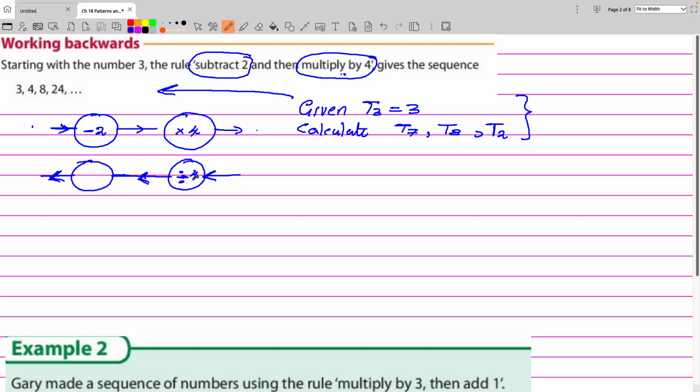Now, this thing here would have been written up here. So my apologies, I'm thinking on the hoof here. So the solution, I've already started. And my solution is going up the sequence. But I also need to go down. Why do I need to go down? Because they've asked me for T7 and T8, but they've also asked me for T2, or they could have asked me for T1, which is below the 3.